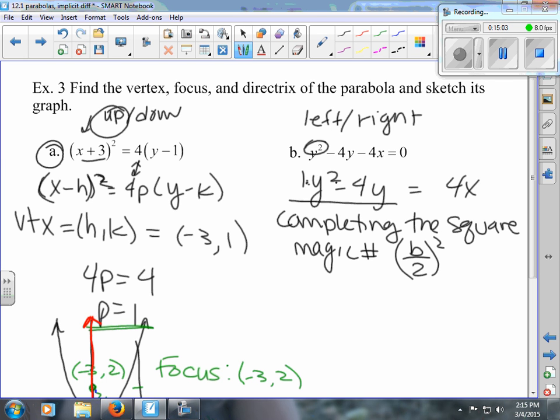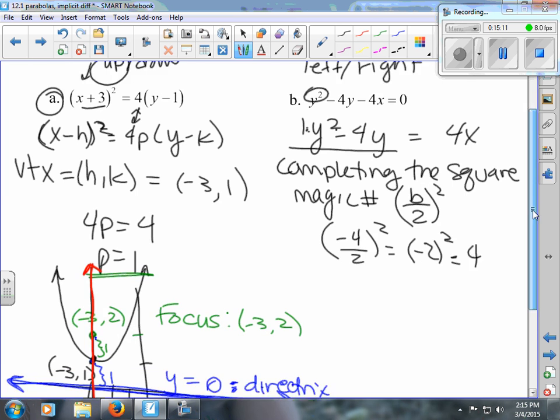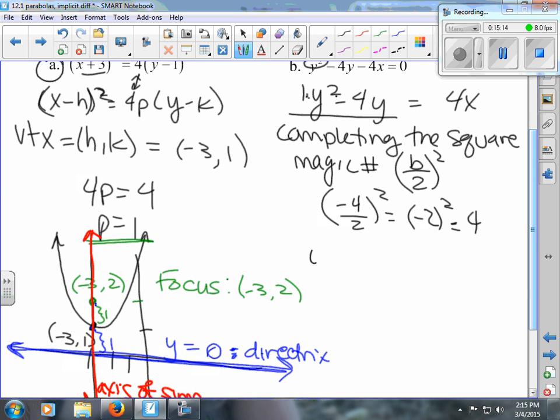So here my magic number will be negative 4 over 2 quantity squared. So that's negative 2 squared, which is 4. And what you do with that magic number is you add it to both sides of the equation. So I have y squared minus 4y. I'm going to add in 4. And on the right side, 4x, I'm going to add 4. Now this left side will factor as a perfect square. It will be y minus 2 quantity squared.